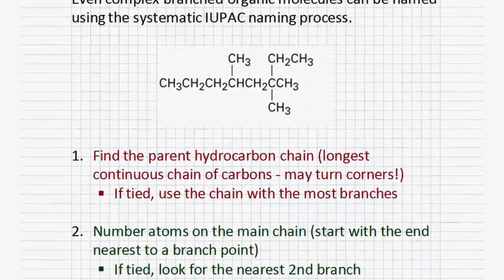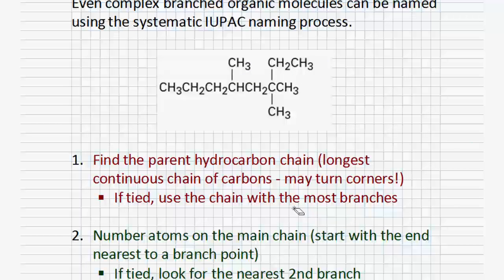We number that chain, number the atoms on that main chain, starting with the end that's nearest to where a branch is. So I've got the left side and the right side. On the left side, 1, 2, 3, 4 is where the first branch comes. But from the right side, 1, 2, 3 is where the first branch comes. So 4, 5, 6, 7, 8. Very consistent in organic chemistry is the fact that we will number compounds so that the numbers we give will be as small as possible. That's why we number from the side that's closest to a branch. That'll make our numbers smaller.